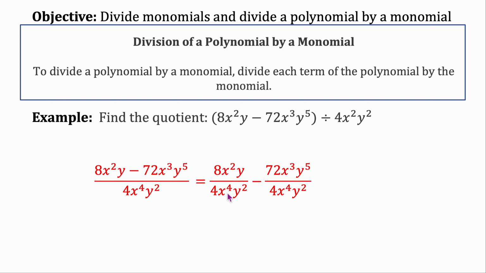We have 2 extra x's on the bottom. We have 1 extra y. So just put that 2 on top and that x squared y on the bottom. For our second term, a negative in front of a positive is going to stay a subtraction, or a minus. 72 divided by 4 is 18. We have 1 extra x in our denominator. We have 3 extra y's in our numerator.